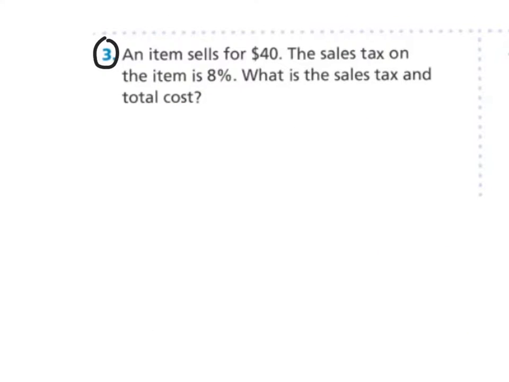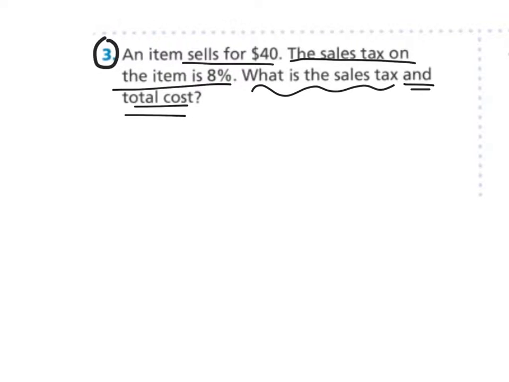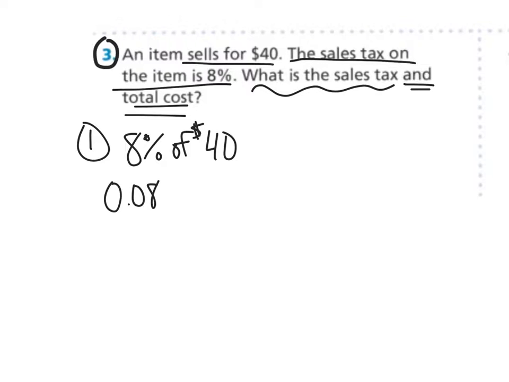Number 3, an item sells for $40. The sales tax on the item is 8%. What is the sales tax and total cost? So first thing we can do is find what the sales tax is. We know sales tax here in this problem is 8%. So we could say that's going to be 8% of the $40. So 8%, we can change that to a decimal, is 8 hundredths.